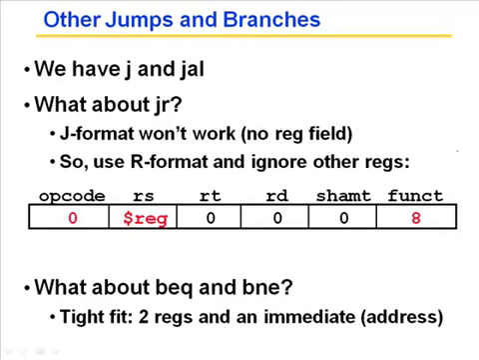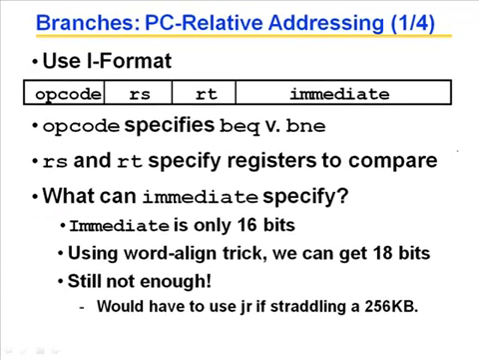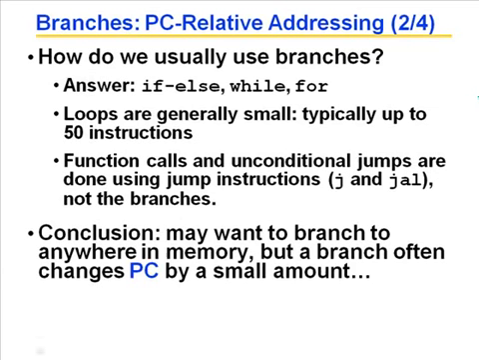So what about using branch equals and branch not equals? It's a tight fit because you have 2 registers and an immediate address. The way they do this is opcode, source, target, and then immediate. The immediate can specify only 16 bits. Using the word align trick, you can get 18 bits. However, that's still not enough to do 32 bits. The logic here is that loops are generally small, typically up to 50 instructions. Function calls and unconditional jumps are done using jump instructions, not branches.